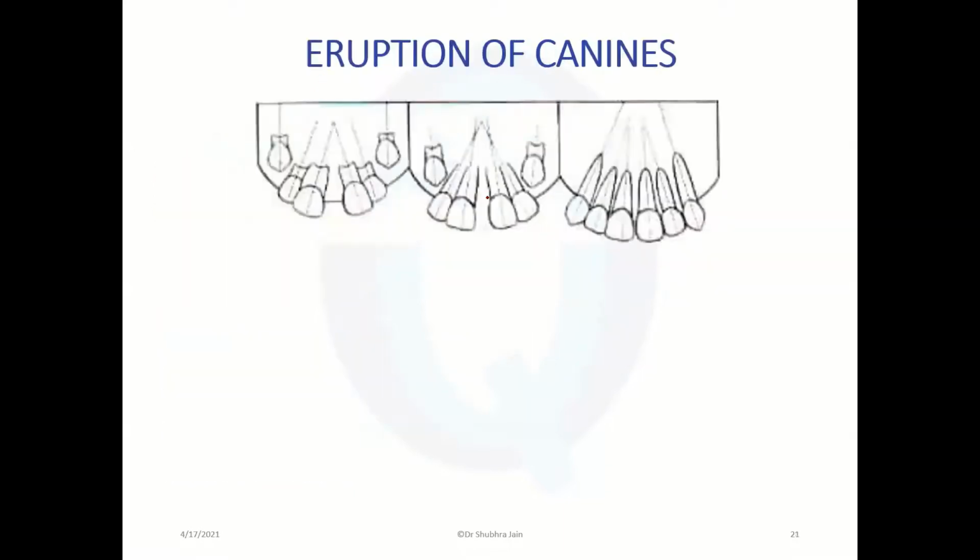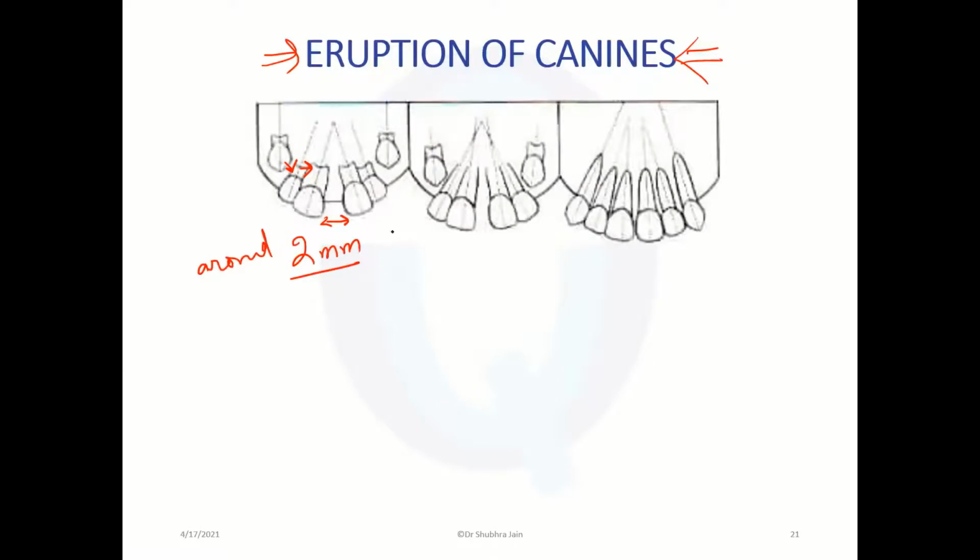The next phenomenon that we are going to see is the eruption of canines. What is the eruption of canines? First let's discuss what happens and then which stage it comes in. When the canines erupt, the erupting canine pushes the roots of the lateral incisor, which in turn pushes the root of the central incisor. So there comes a space, which is usually around 2 mm.